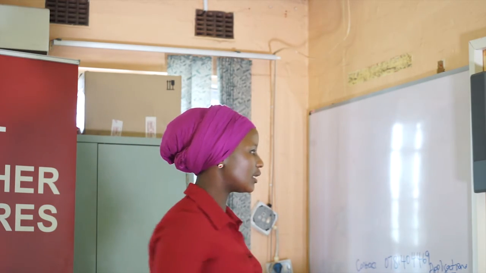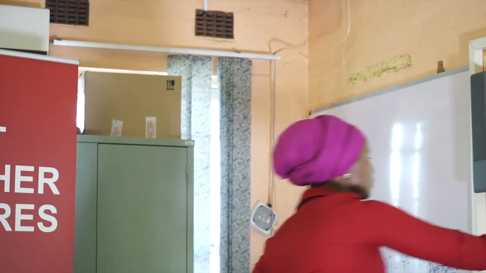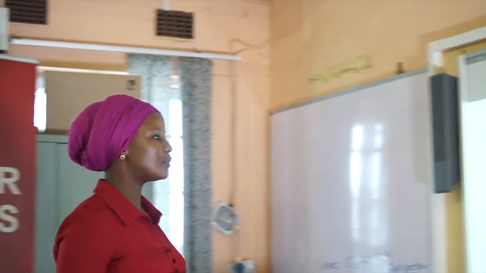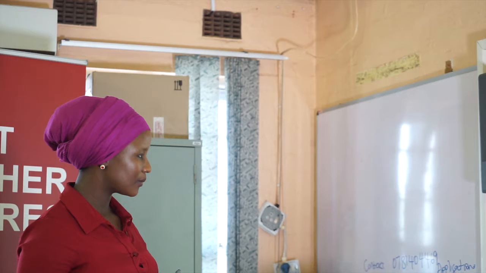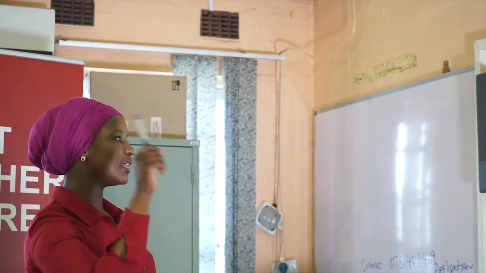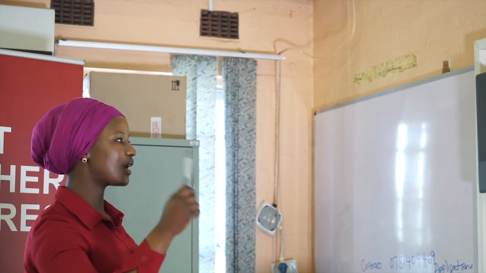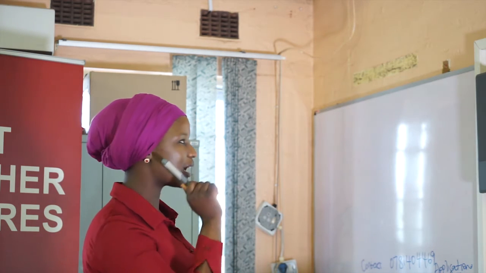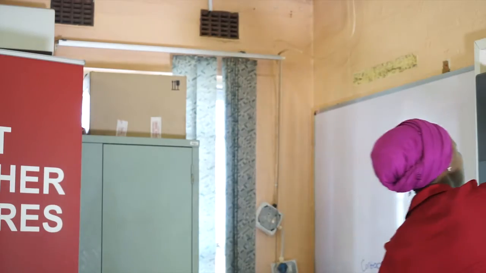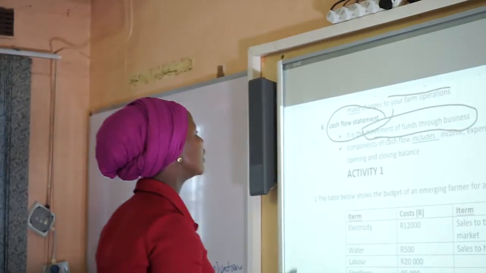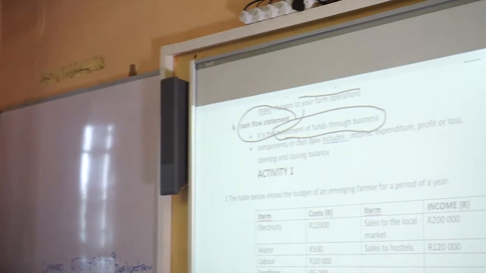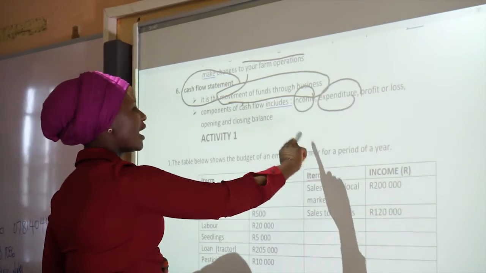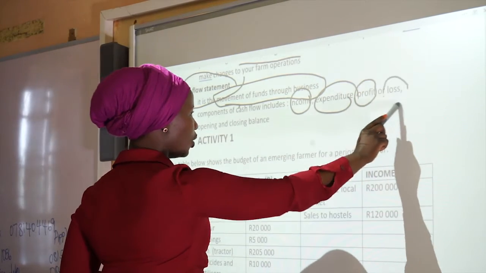And then we've got a cash flow statement. A cash flow statement is about the movement of funds through the business. Remember, we spoke of an income statement. The income statement, we said it is done daily and then summarized monthly. Using the information that you obtain from the income statement, you draw a cash flow statement. So what does a cash flow statement contain? It contains the income, the expenditure, and then it shows the profit and the loss of a business.